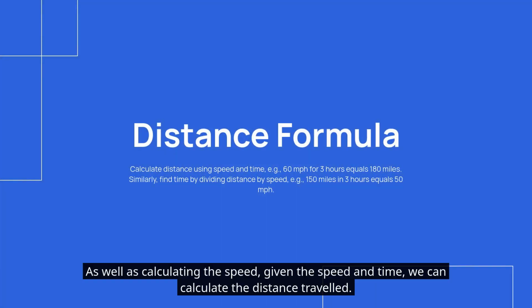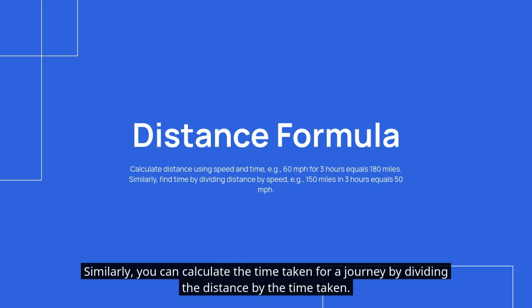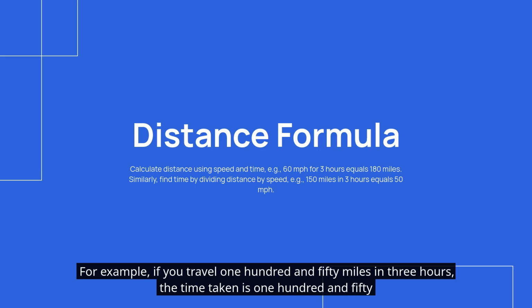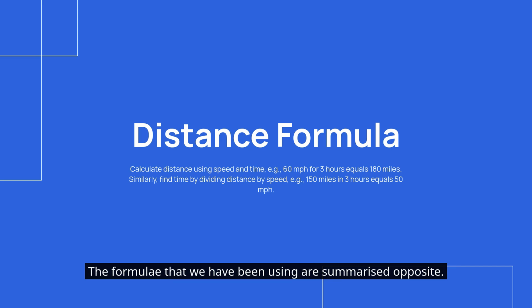As well as calculating the speed, given the speed and time, we can calculate the distance traveled. For example, if you travel at 60 mph for 3 hours, you will travel 3 times 60 equals 180 miles. Similarly, you can calculate the time taken for a journey by dividing the distance by the speed. For example, if you travel 150 miles in 3 hours, the speed is 150 divided by 3 equals 50 mph. The formulae that we have been using are summarized opposite.